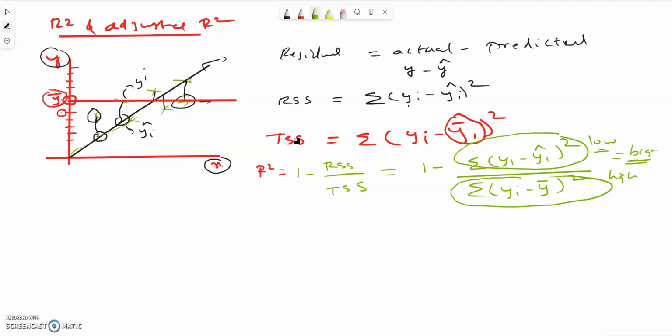What we'll get here is a big number, because 1 minus a small number will become a big number. When a small number divides by a big number, it will obviously give a small number. As a whole, when you subtract that from 1, you will get a big number. The big number means the accuracy will be good. It will be a good accuracy, right?